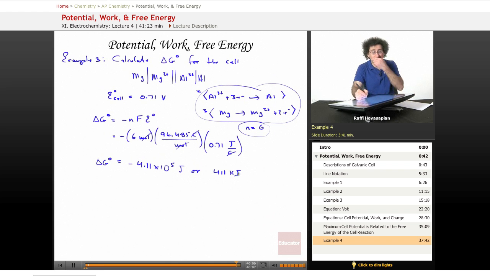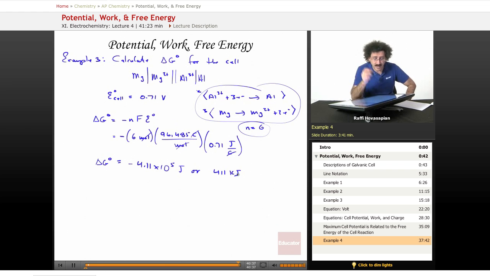That's actually quite a lot. So if I have a cell that's made up of aluminum and magnesium, I'm going to get that much energy maximum. That's how much work I can do, 411 kilojoules. Now again, I'm not going to get all of that. Some of that is going to be lost as heat. I can still get a fair amount of that. Even if I end up with 30% of that, that's still a lot of energy that I can use up.